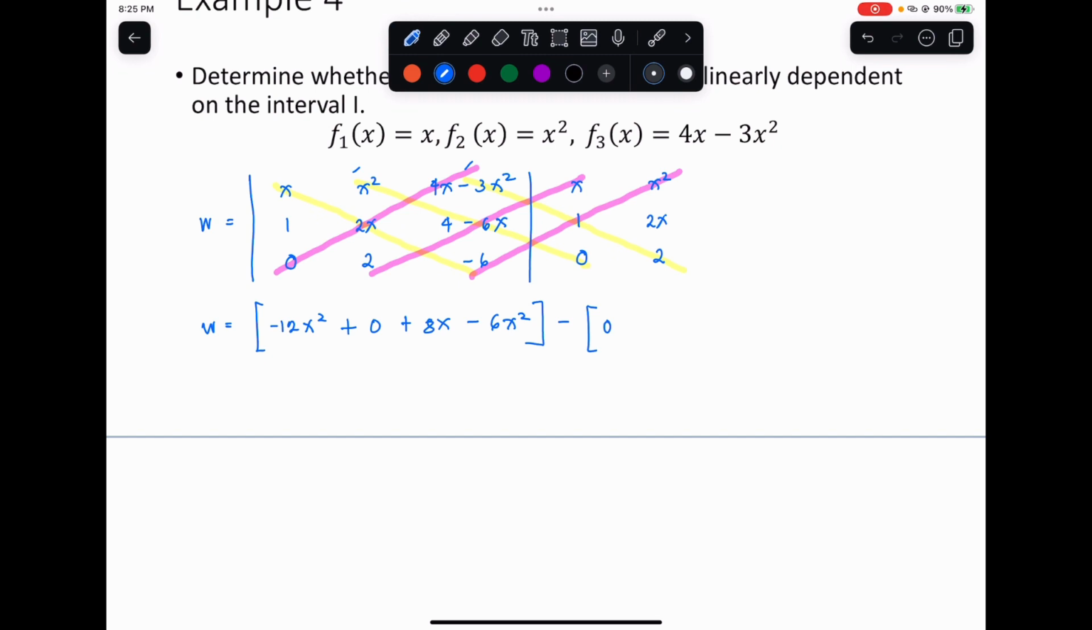So 2 times x is 2x times 4. That would be plus 8x. So 2x times negative 6 would be negative 12x squared. And lastly, we have negative 6 times 1 times x squared, which is negative 6x squared.